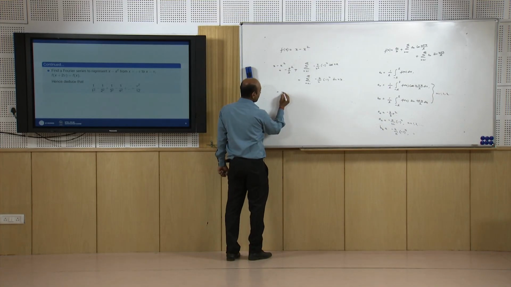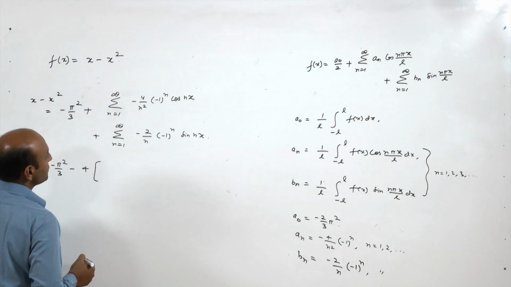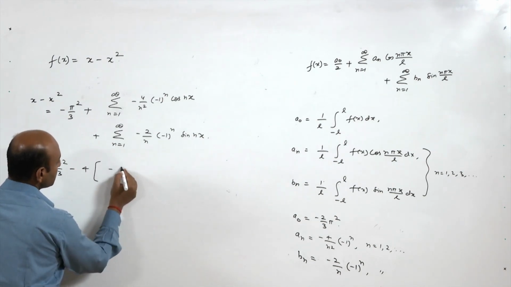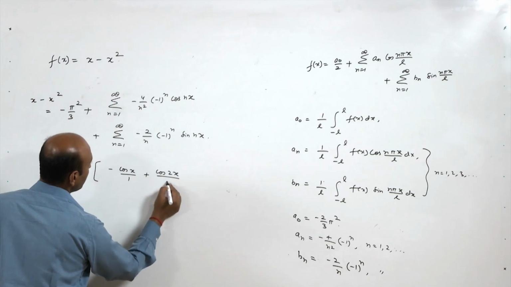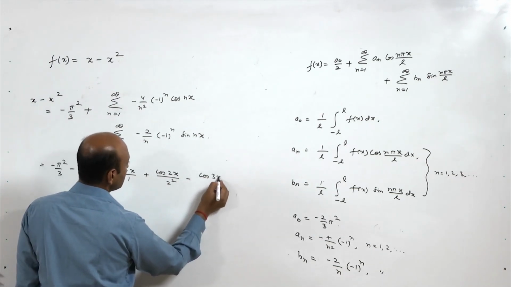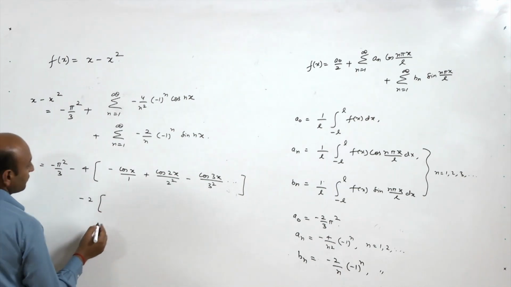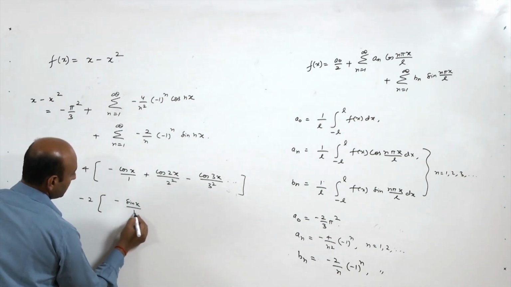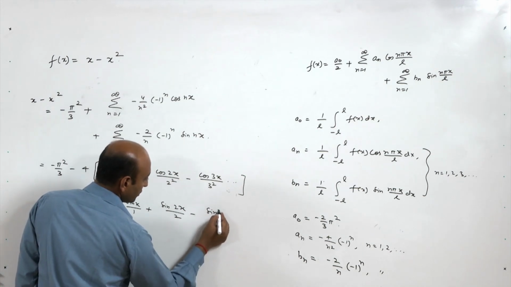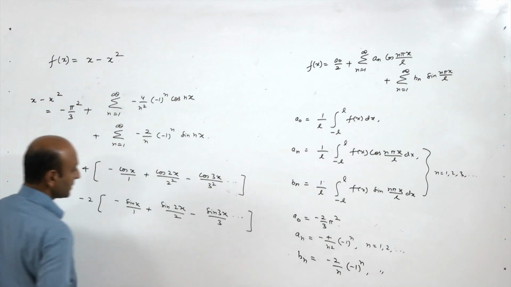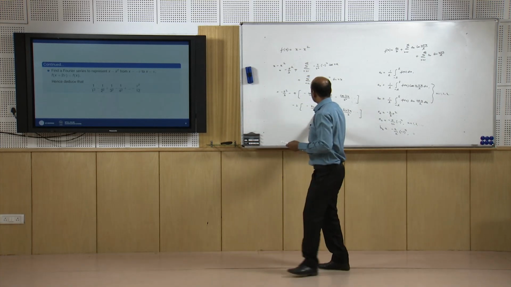So, what is this series? This is minus pi square upon 3 minus 4 times: when n is 1, it is minus cos x; when n is 2, it is plus cos 2x upon 2 square; when n is 3, it is minus cos 3x upon 3 square, and so on. And it is minus 2 times: when n is 1, it is minus sin x upon 1; plus, when n is 2, it is sin 2x upon 2; when n is 3, it is minus sin 3x upon 3, and so on. Okay. So, now we want to formulate this series. This is the Fourier representation of this function.